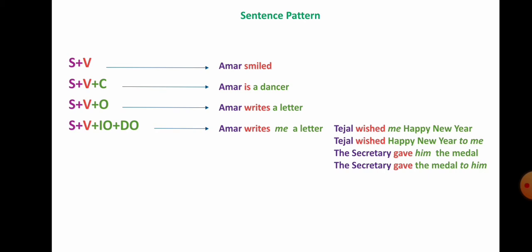Let's see another example. The secretary gave him a medal. The secretary is a subject, gave is a verb, him is an indirect object, and the medal is a direct object. The secretary gave what? The medal. So medal is a direct object. To whom? To me. So me is an indirect object. We can rearrange the statement as follows. The secretary gave the medal to me. Here the sentence pattern is subject, verb, direct object and indirect object.